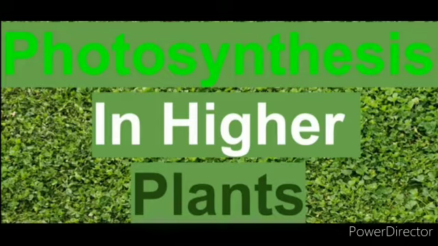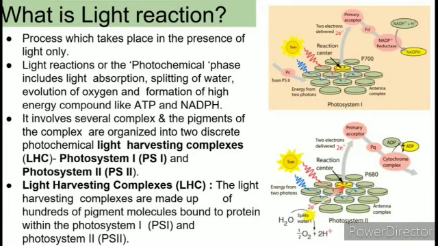Part 2. The light reaction takes place in the presence of light. The light reaction, or the photochemical phase, includes light absorption, splitting of water, evolution of oxygen, and formation of high energy compounds like ATP and NADPH. It involves several complexes, and the pigments of the complex are organized into two discrete photochemical light harvesting complexes, LHC, that is photosystem 1 (PS1) and photosystem 2 (PS2).